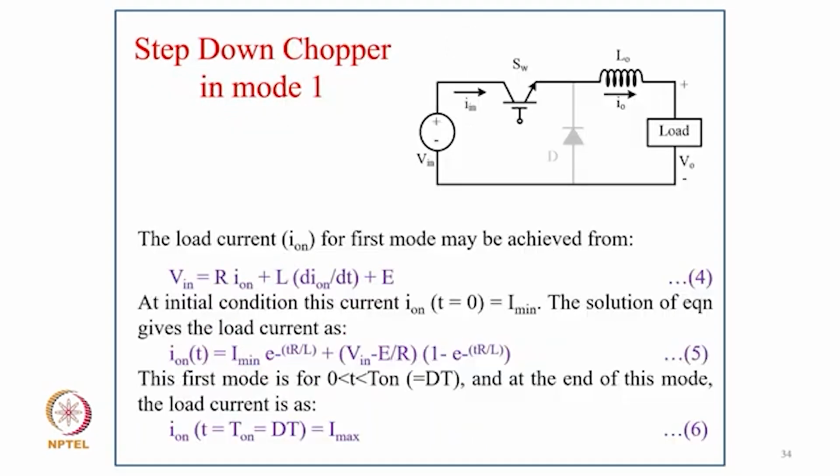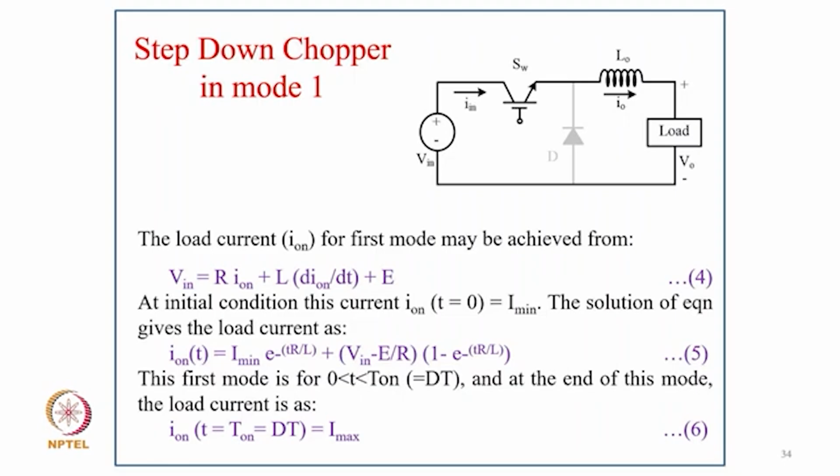Now in the step down chopper in mode 1, the load current for the first mode may be obtained from Vin equal to R i on plus L d i on upon dt plus E. In the majority of cases we have a load which has a back EMF, or it may be battery charging, so in both cases the equation is valid. The initial condition at t equal to 0 is I minimum, that is the minimum current, because of the freewheeling action at the end of the previous cycle.